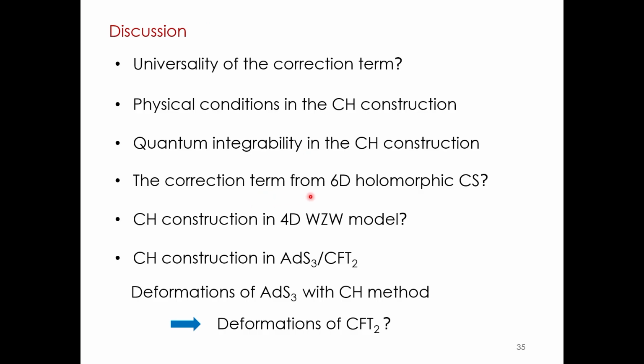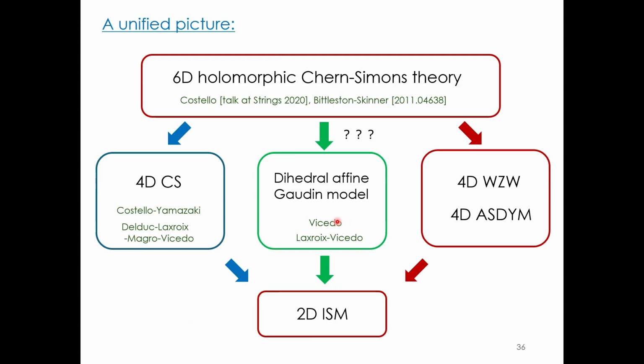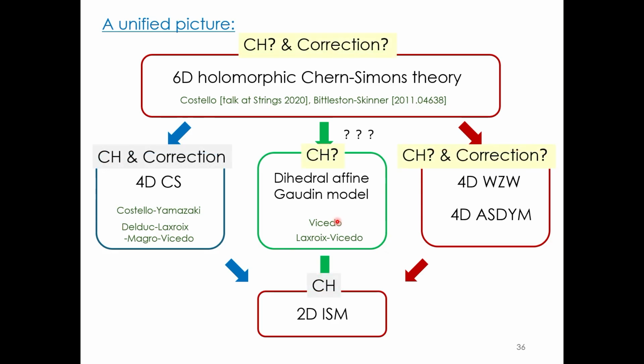Also, we got the correction term, the trace of the energy momentum tensor, that may be related to six-dimensional holomorphic Chern-Simons theories. And this may be related to the 4D Wess-Zumino-Witten models. So this is a unified picture. As Hamanaka-san explained, we can see it like this. Here we consider the Courant-Hilbert construction, and we got the appearance of the correction term.